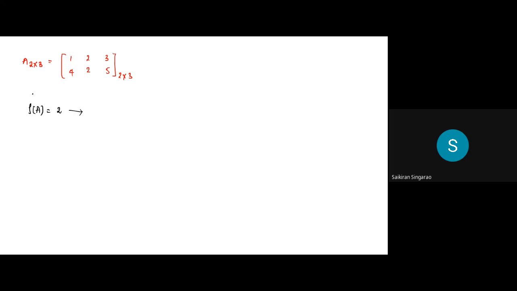The meaning of rank of A being 2 is there is at least one subsquare matrix of order 2 cross 2 whose determinant is not equal to 0. What is the important word here? At least one subsquare matrix. Can you tell me the subsquare matrices of this? So subsquare matrices are 1, 2, 4, 2, then 2, 2, 3, 5, and 1, 4, 3, 5. Correct, right?